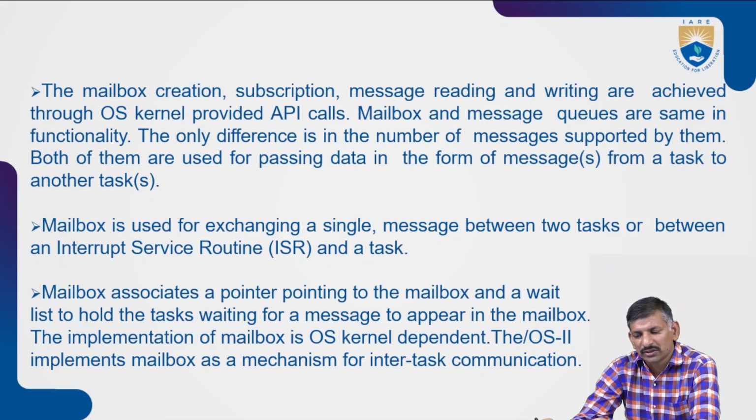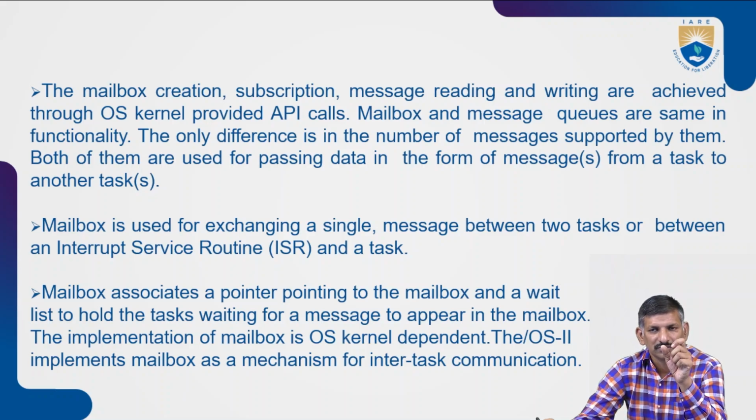Mailbox and message queues are the same in functionality. The only difference is the number of messages supported by them. Both of them are used for sharing the data. Just imagine, what is the difference between SMS and Gmail? In SMS you can broadcast, but the data is limited. We can send a fixed amount of data, either 600 words or 400 words, like that. 400 words is the data size limit.